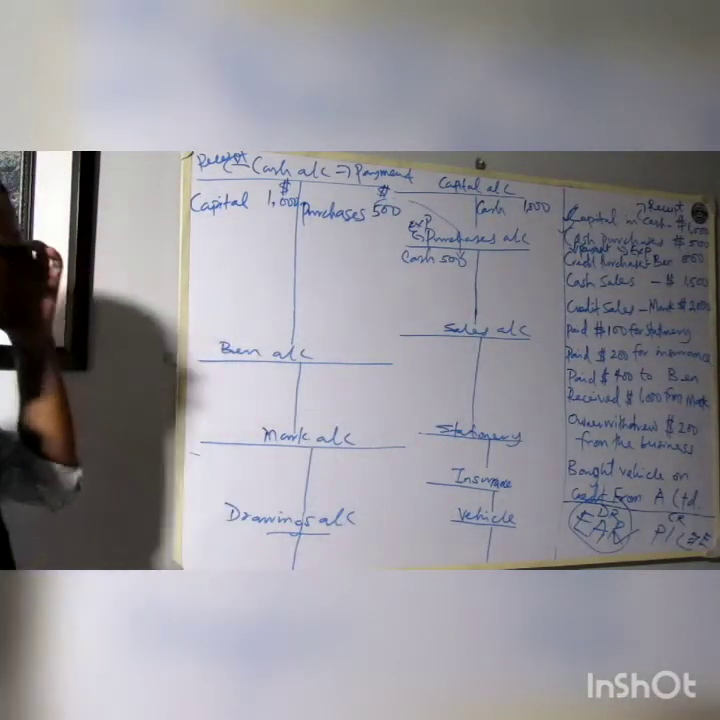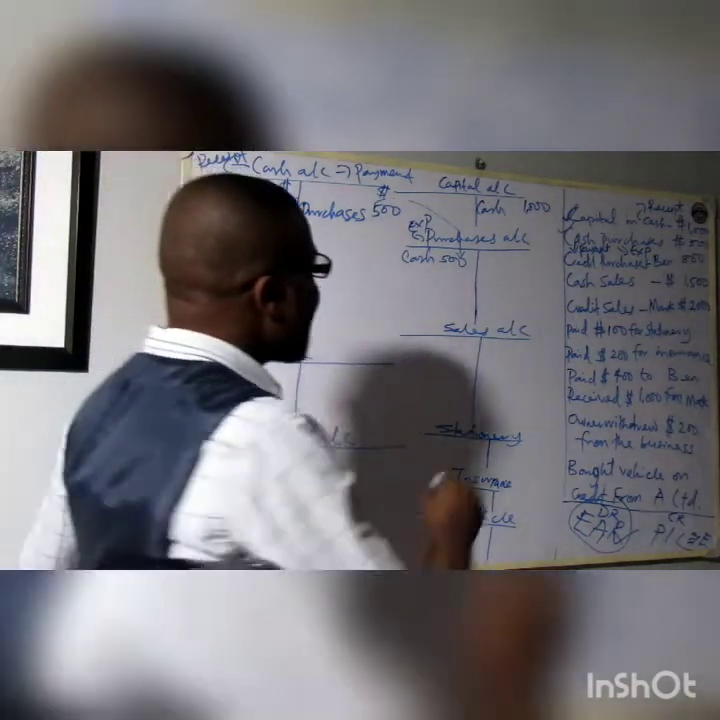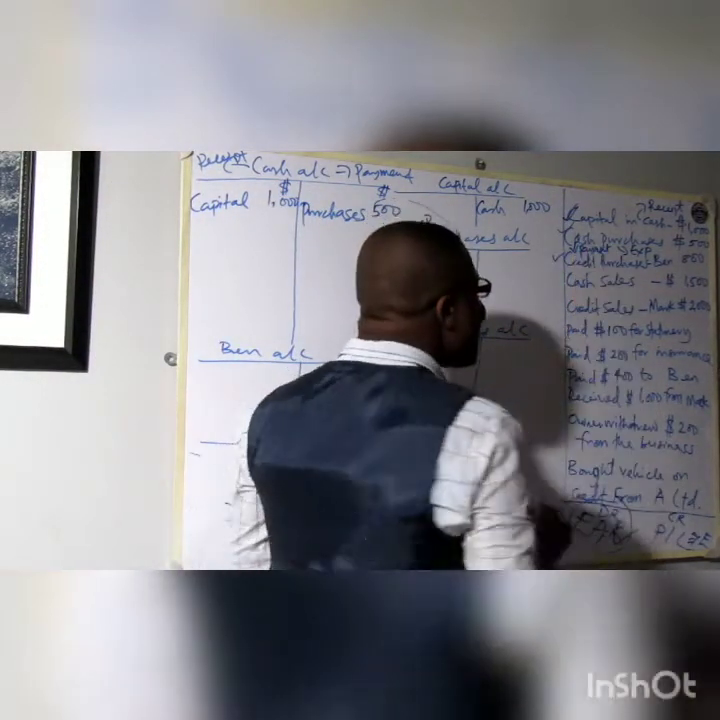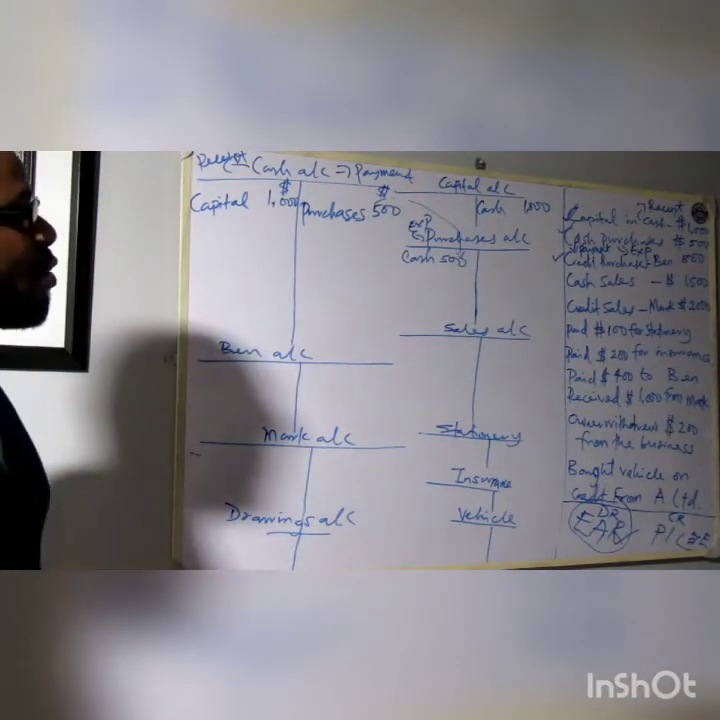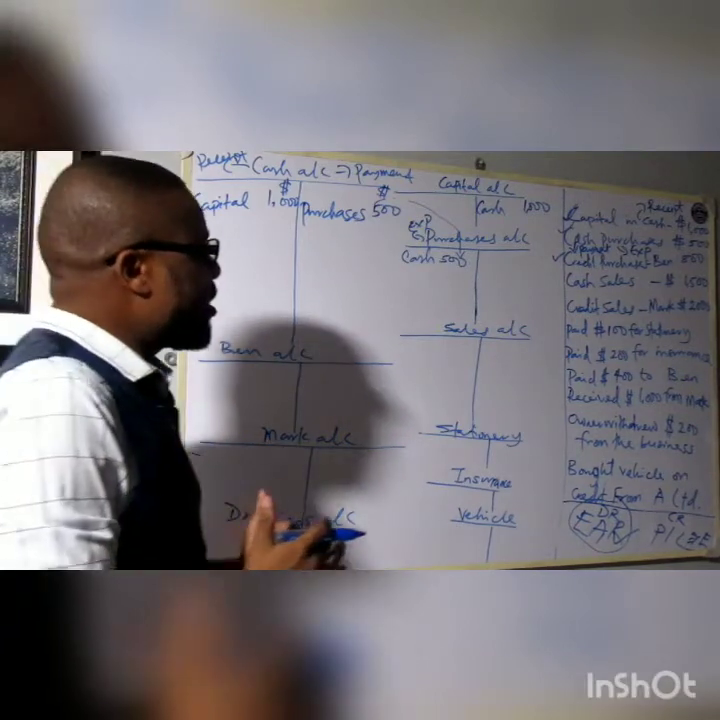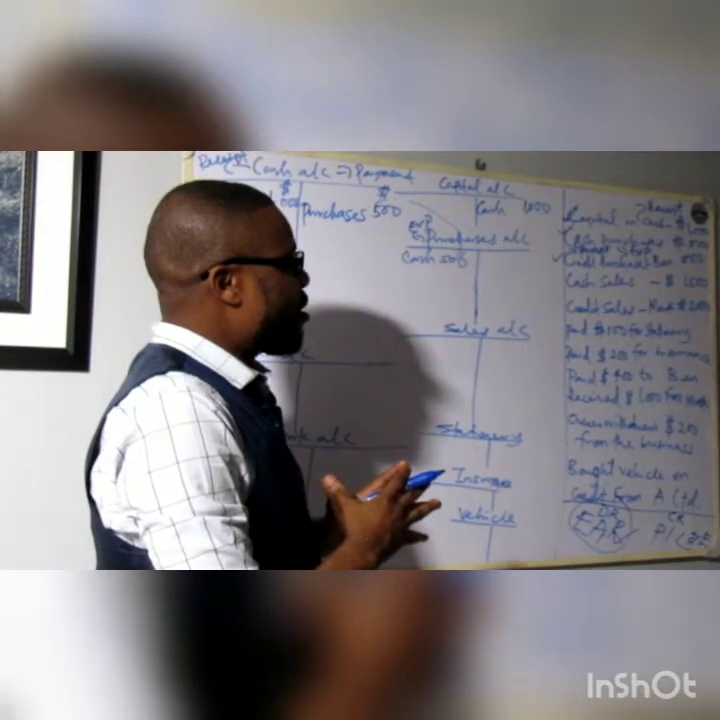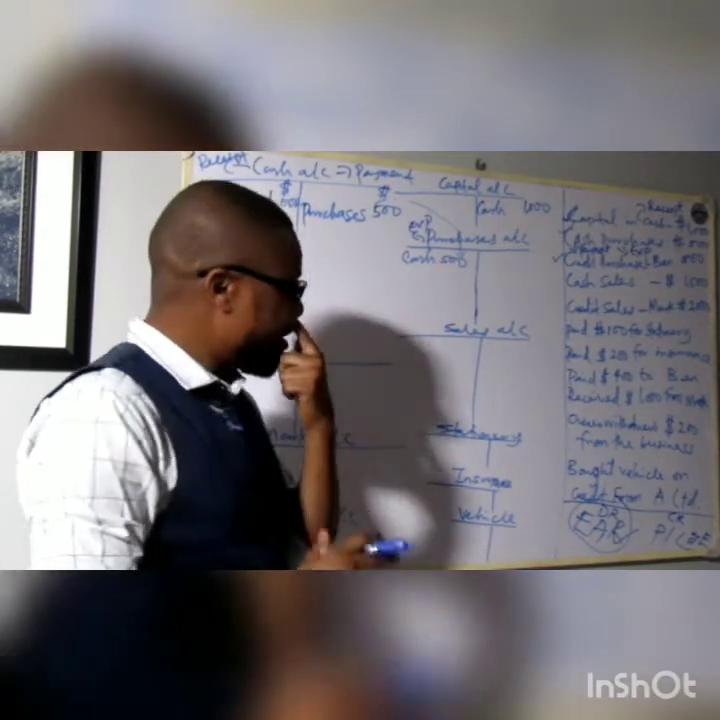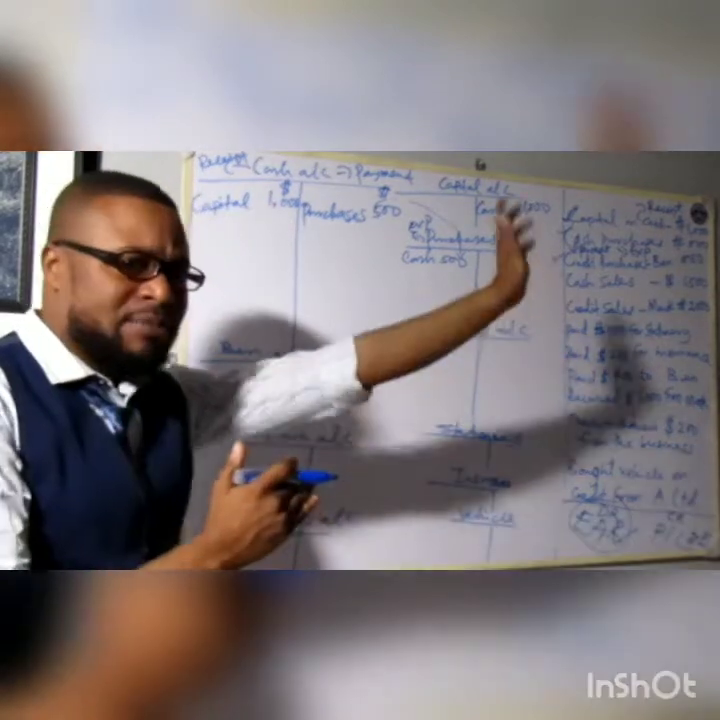Okay. So we're done with two transactions. Let's go to transaction 3. Transaction 3 is credit purchases from Ben, $800. Look at that very well, please. Credit purchases from Ben, how much? $800.